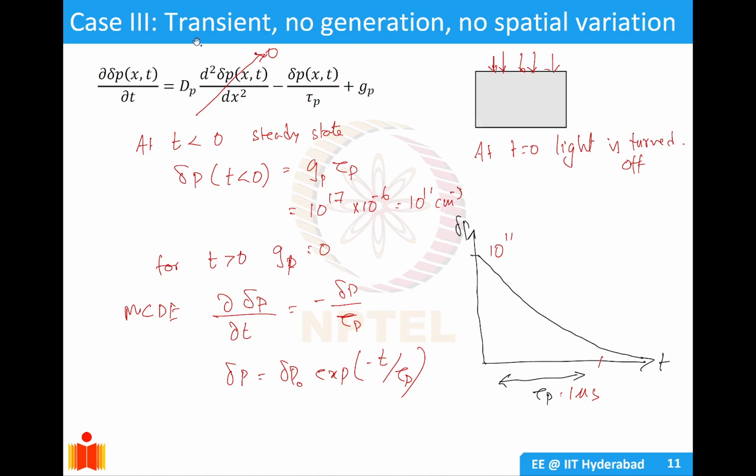Next case, you have the transient case, but there is no spatial variation and no generation. So you shine the light at the initial time, and then you turn it off at t equals 0. There is an excess carrier concentration at t equals 0, but there is no more generation. For t less than 0, when the light was on, we consider that to be steady state, and there we had calculated from previous questions the value 10 power 11 per centimeter cube.